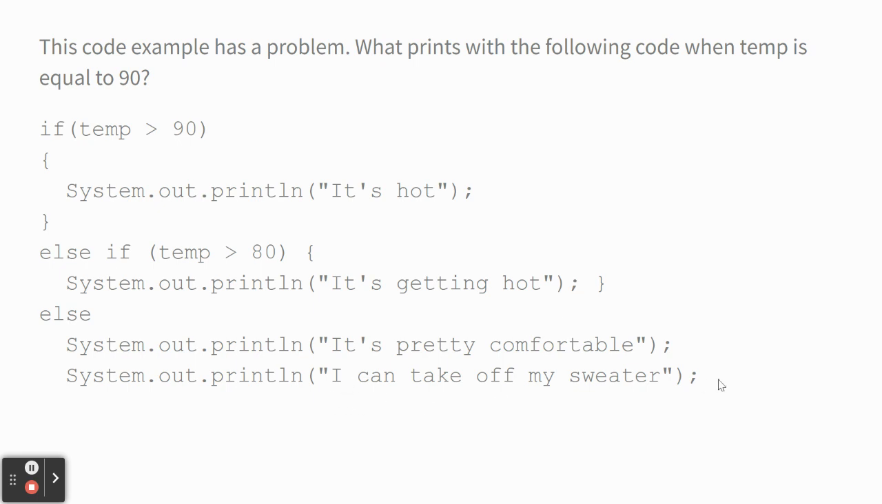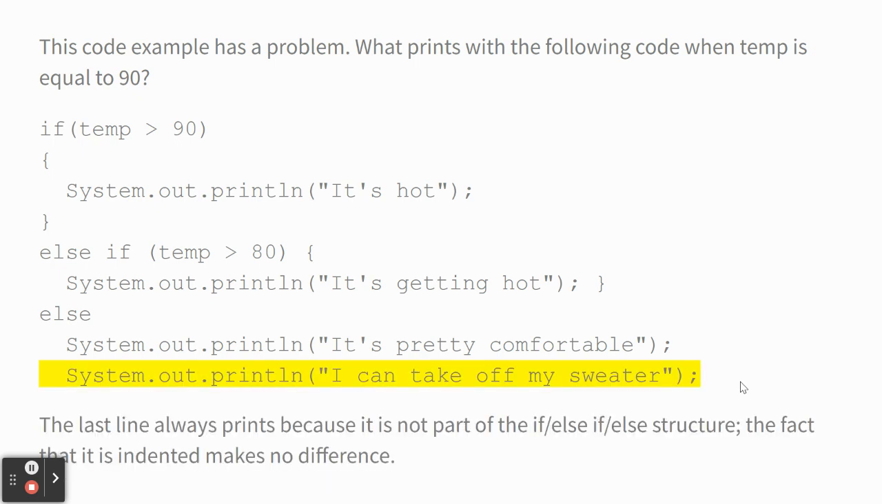And then it says also I can take off my sweater. I'm not saying that's a wrong thing to say, but this is structured so that you're thinking that would only happen if it was 80 or less. Just because we indented those two lines doesn't mean they have anything to do with each other. Only the line above the yellow line is in the if statement. This last line will always run no matter what. So if the temperature was 20 degrees, it could say, I could take off my sweater.